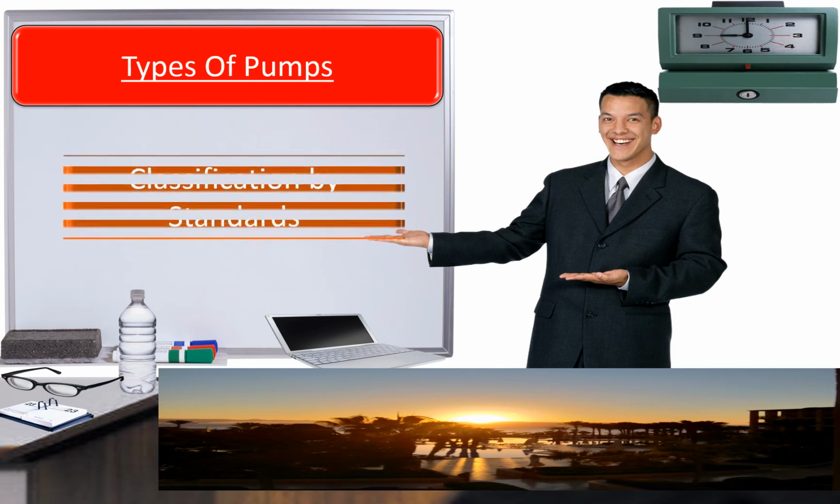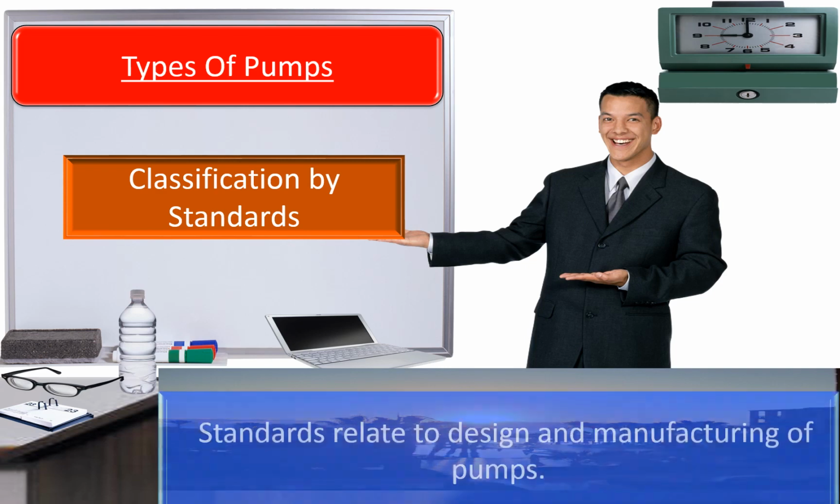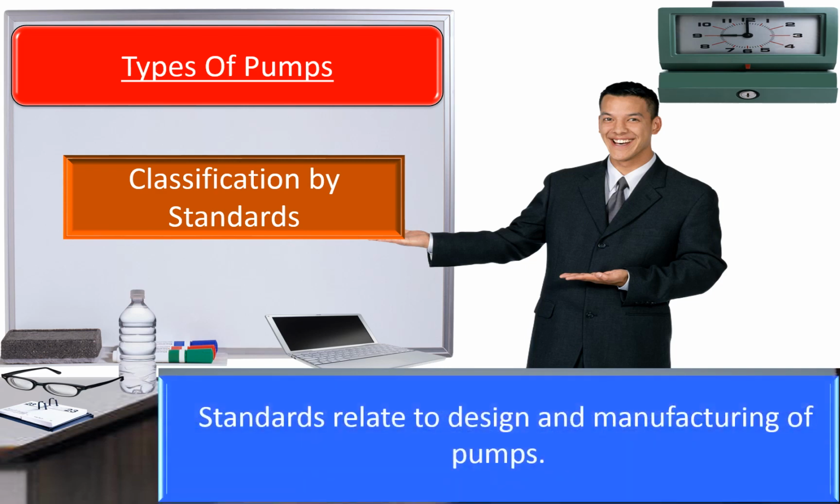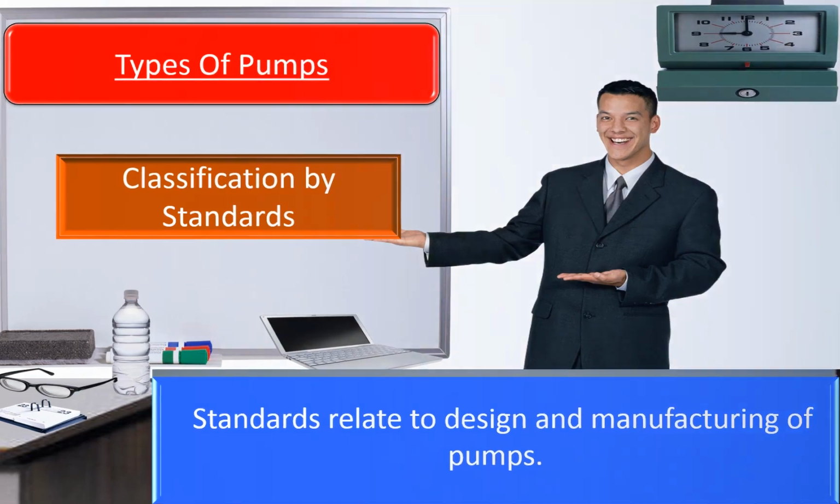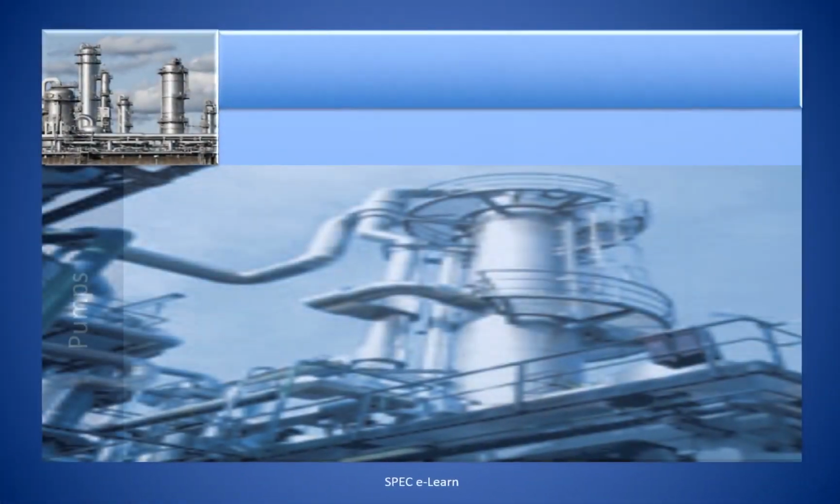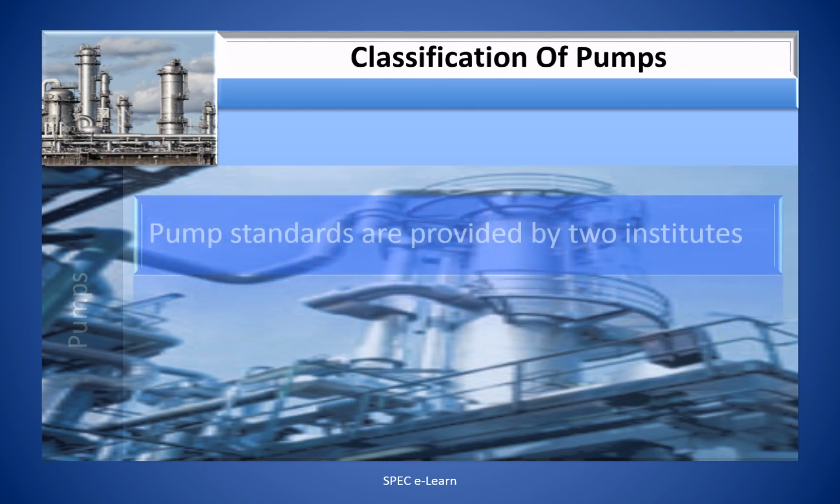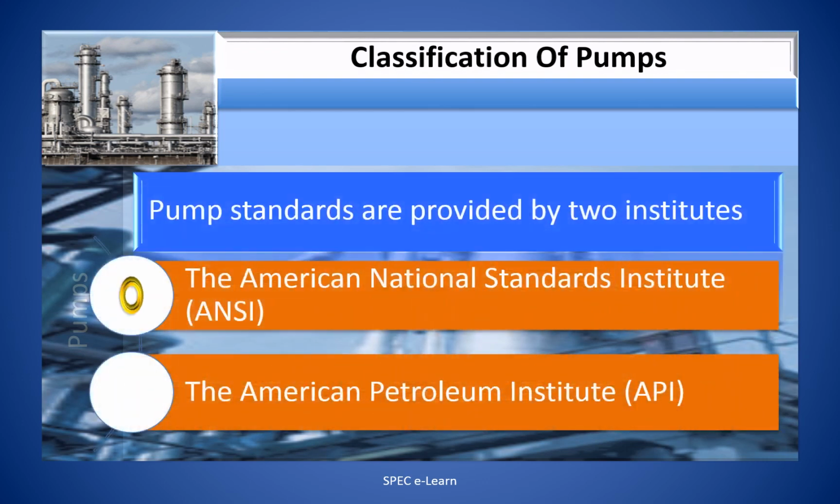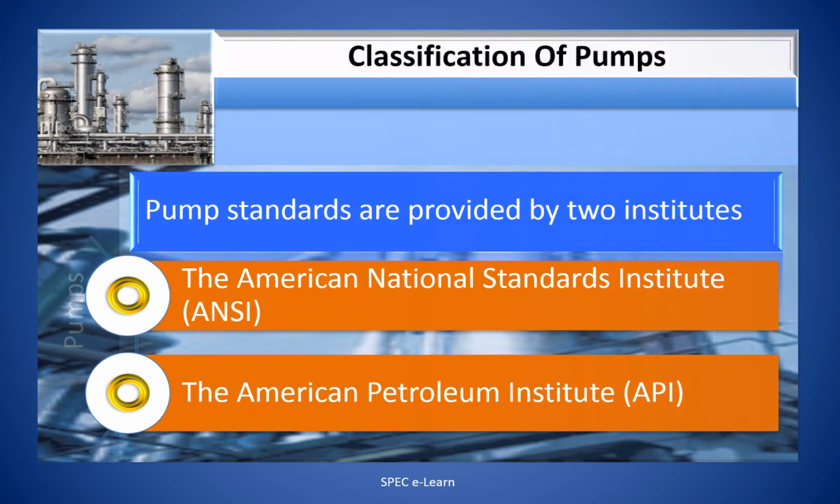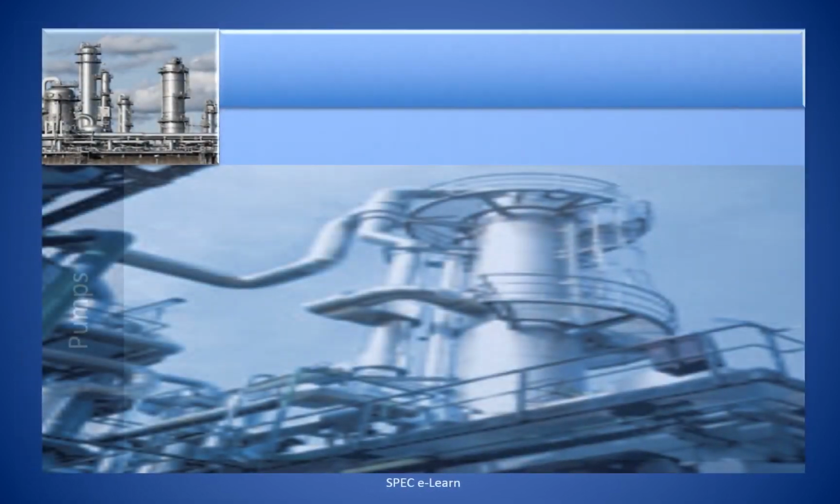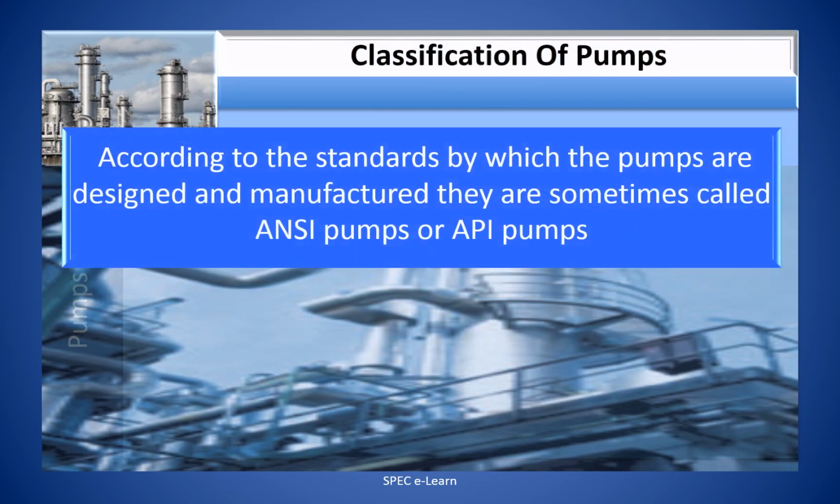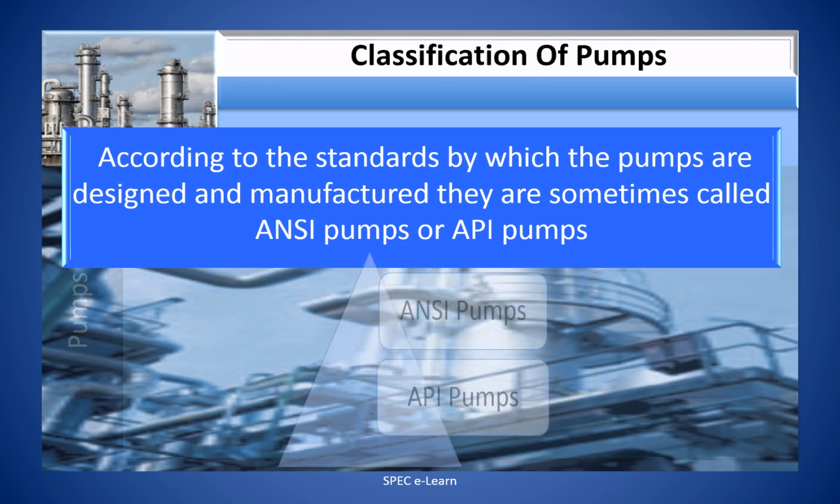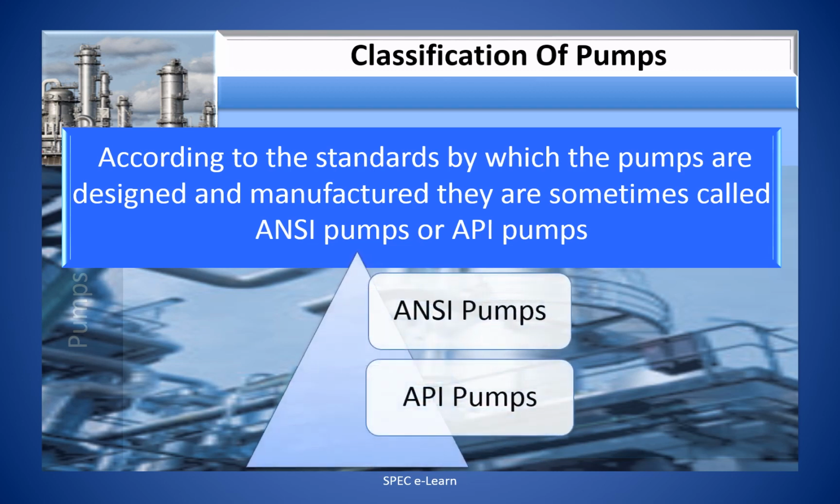Types of pumps. Classification by standards. Standards relate to the design and manufacturing of pumps. Pump standards are provided by two institutes: the American National Standards Institute, ANSI, and the American Petroleum Institute, API. According to the standards by which the pumps are designed and manufactured, they are sometimes called ANSI pumps or API pumps.